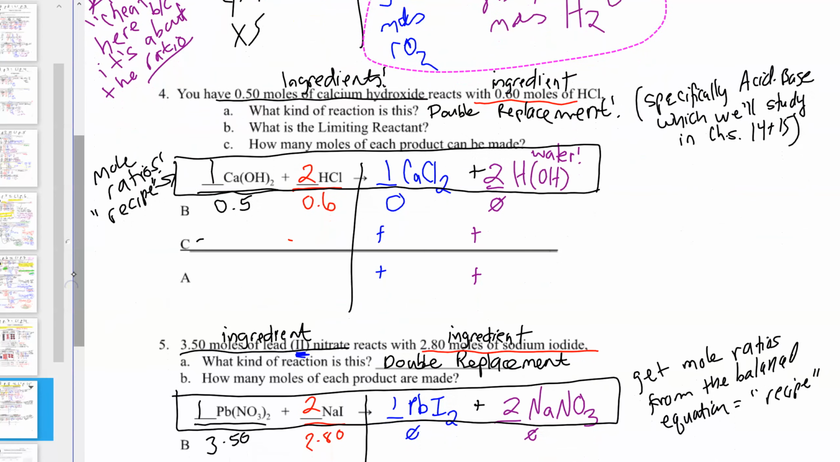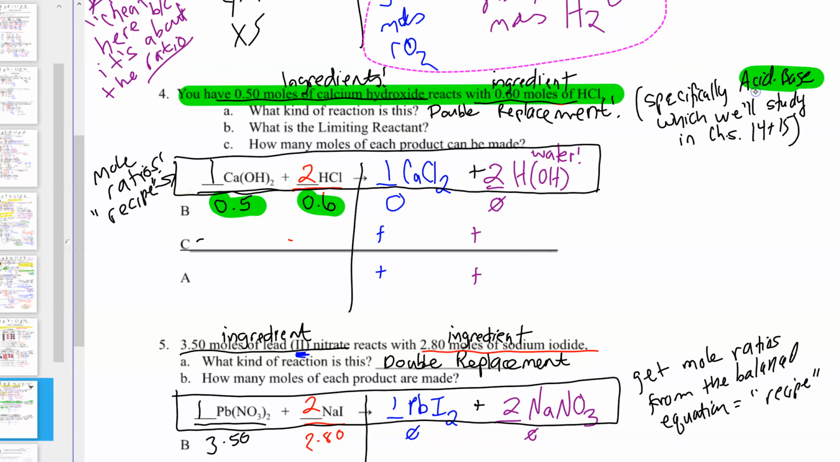Number 4. Let's look at this one. This one says you have 0.5 moles of calcium hydroxide and reacts with 0.6 moles of HCl. This is a double replacement reaction, and I'm going to plug in these numbers. These are the ingredients from the problem. Remember, the balanced chemical equation, that's where we're getting the mole ratio recipes. One other note, specifically this is an acid-base reaction, which we'll study more in chapters 14 and 15. So let's just kind of take a look at this real quick.